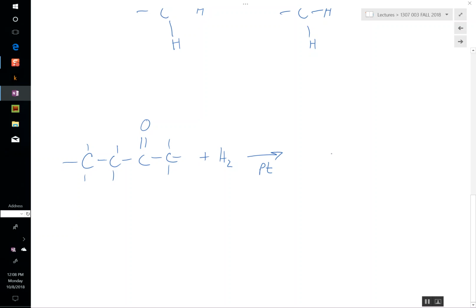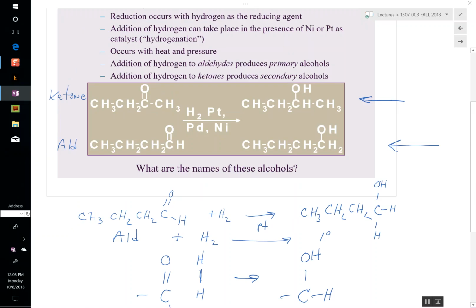Would it still be considered a minor though? I mean, technically speaking, it's minor because it's on the end. Well, okay, what may be confusing you here, like I said, this is too busy of a slide. There are two reactions here. The aldehyde always produces a primary alcohol. Only one product, primary alcohol. The ketone always produces a secondary alcohol. There's no way to get a secondary alcohol from an aldehyde.